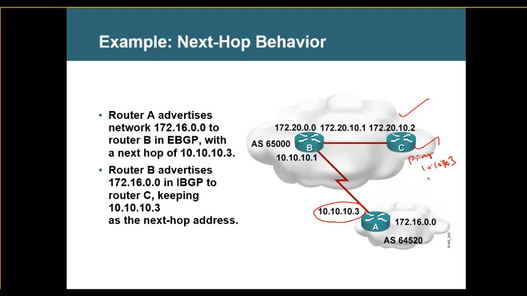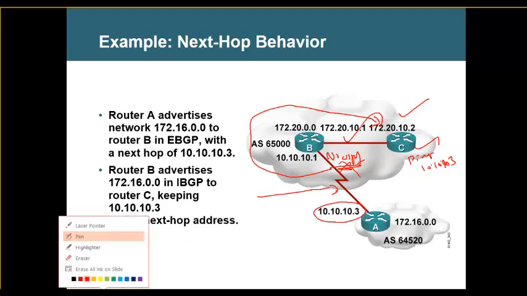Usually we will not be running an IGP protocol here. So this network will not be advertised to this router using OSPF or EIGRP, because there won't be OSPF. You run OSPF only here, not here. Usually we don't run it over the WAN interface.